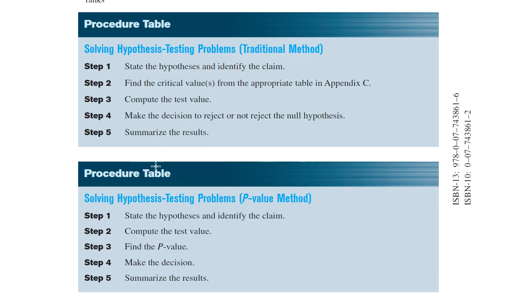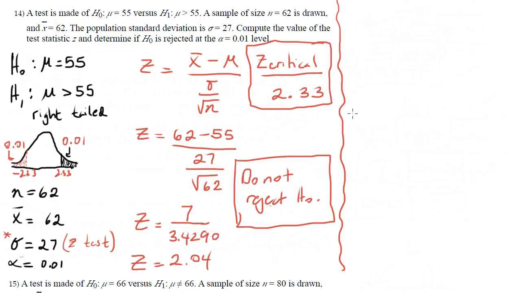All right, now the p-value method. The first step is the same. State the hypotheses and identify the claim. Compute the test value. Those two processes are both the same. First step and second step here. Okay? So let me go back. So here's the p-value method.